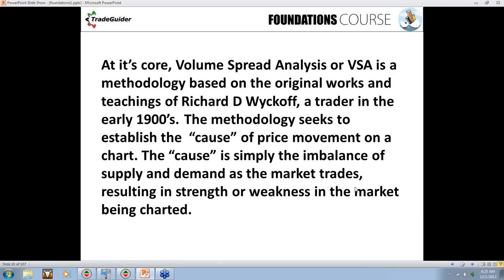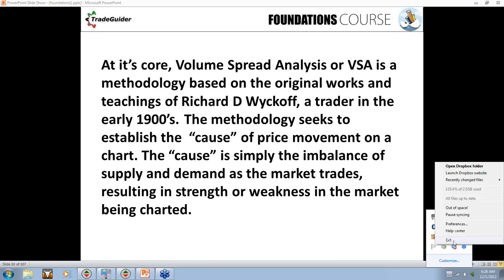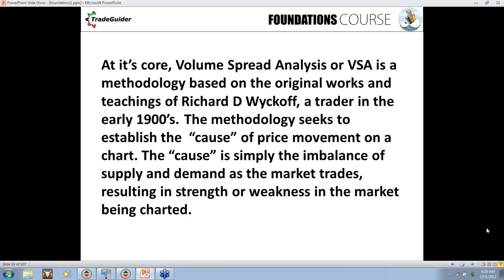Wyckoff, very briefly, was a trader in the early 1900s that realized that the markets were moved by what he called the smart money. So the smart money is the professional side of the market. And who are the smart money, you may ask? Well, the smart money are, as I mentioned earlier, groups or individuals or institutions like, we could call Goldman Sachs the smart money. And the smart money understand how the markets operate.